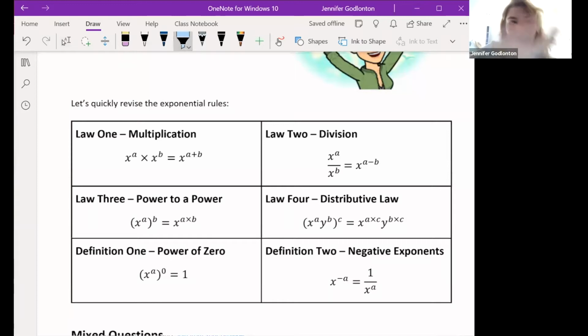So the first one, when we are multiplying things and they have the same base. What I mean by that is those two x's are the same. That means they have the same base because they're both x's. When we're multiplying things that have the same base, all we do is we add those exponents. So if I had x to the power of 2 times x to the power of 3, that is going to become x to the power of 5. We take that 2, add the 3, and we get a 5.